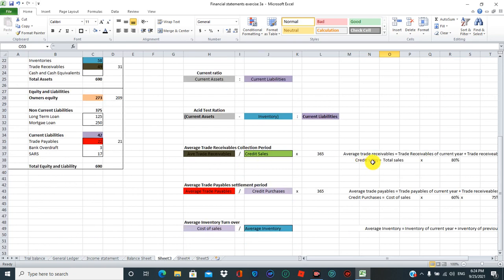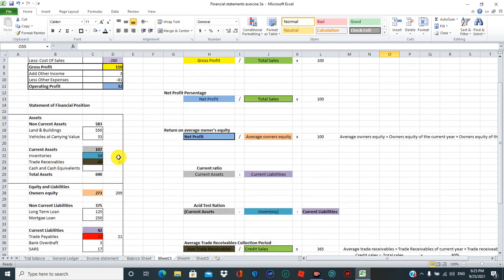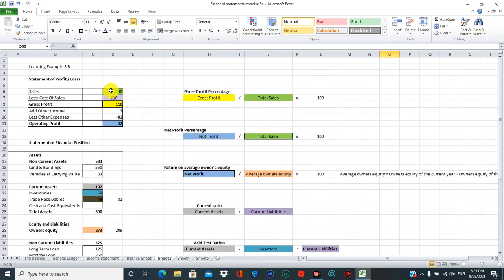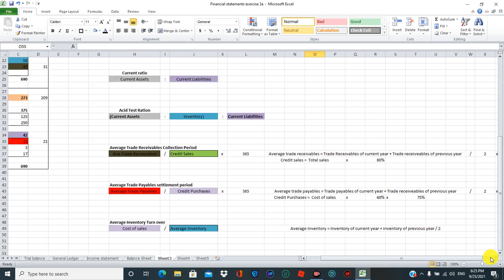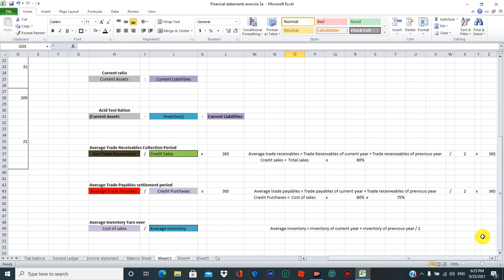So your credit sales is the total sales, that one, times 80%. Okay. So your average trade receivables is your trade receivables of the current year plus trade receivables of the previous year divided by 2, and then multiplied by 365. Now credit sales, don't forget that.